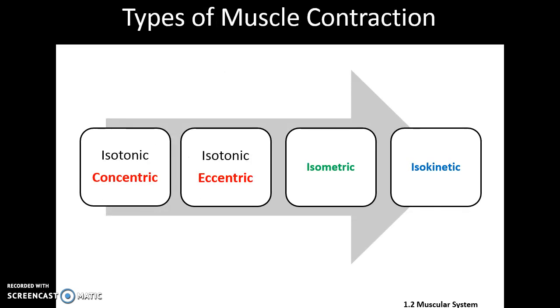Now there are four main types of muscle contractions, two of which are isotonic, so you have concentric and eccentric, and also you have isometric and isokinetic contractions.